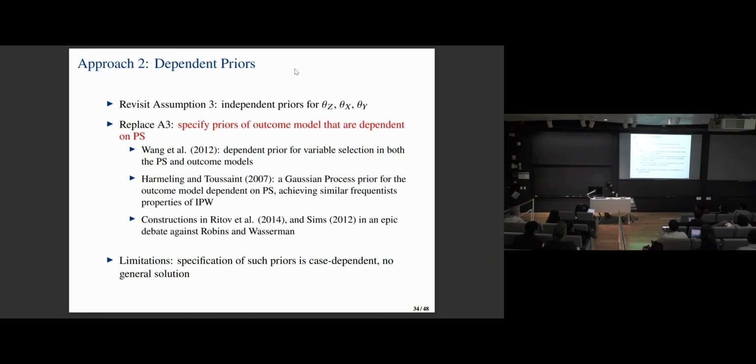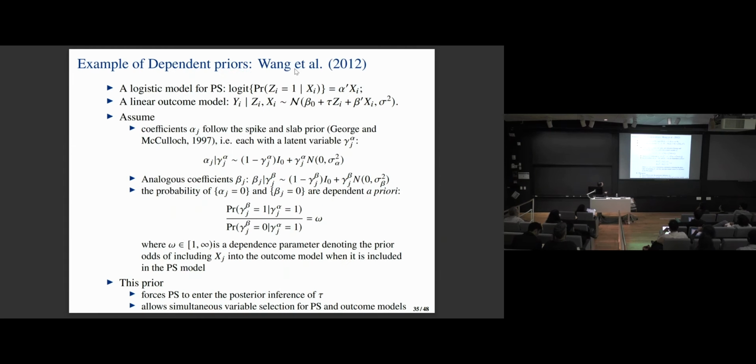And then there's some other attempt in the literature about this idea, which is to design some Gaussian process prior. As I mentioned, there's actually Ritov and Sims, who also give similar attempts at this. So I'll give some examples.